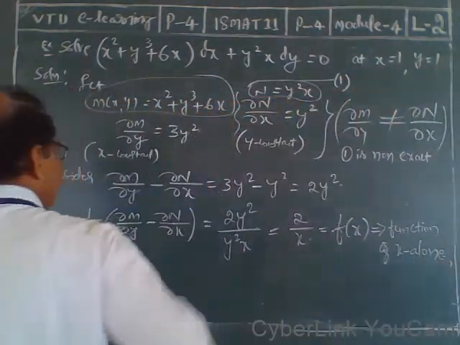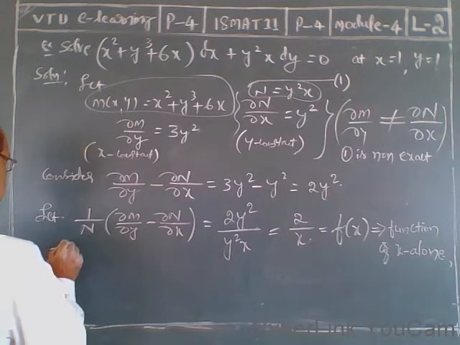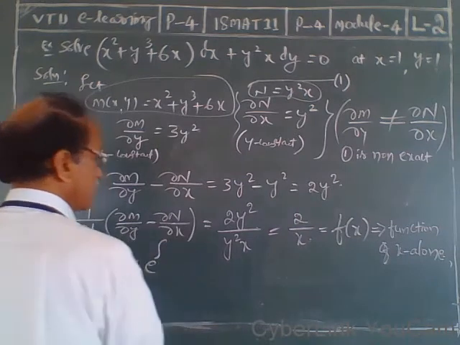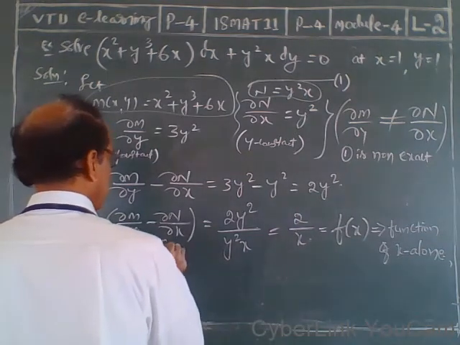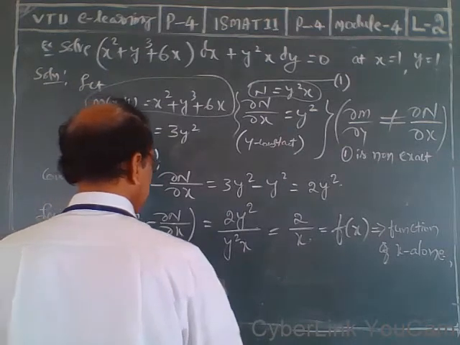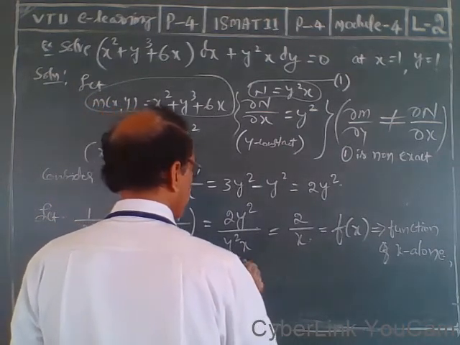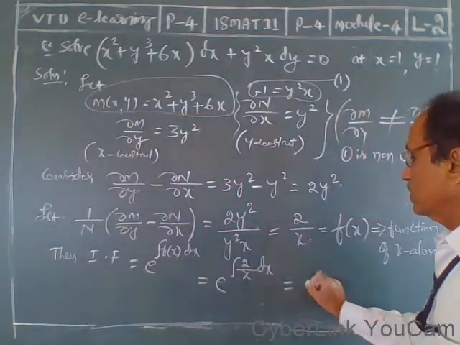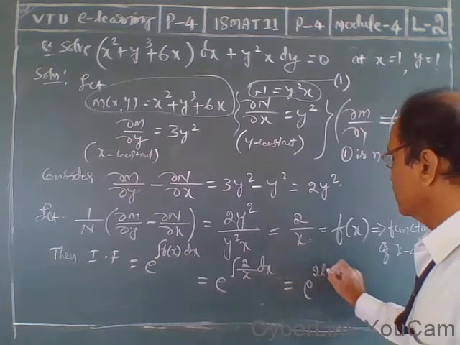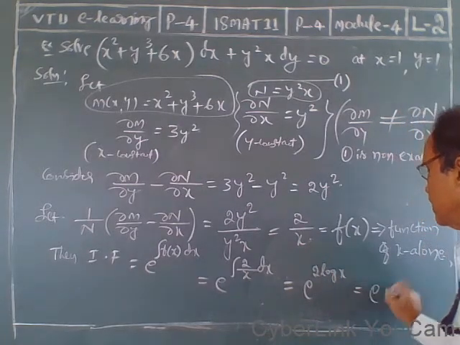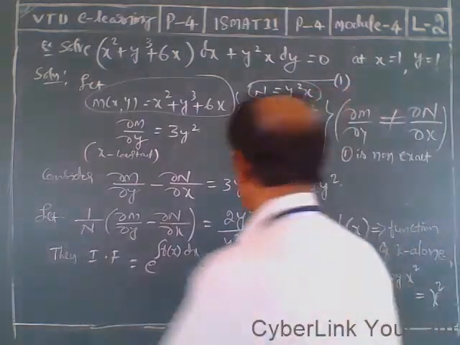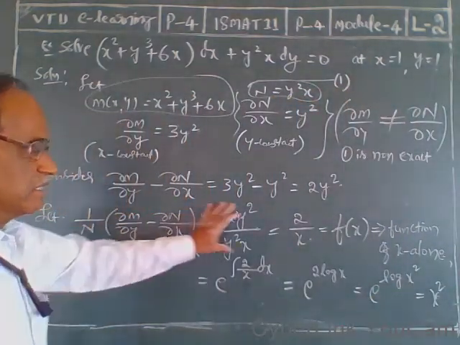When it is a function of x alone, the integrating factor I.F. is equal to e to the power integral of f(x) dx, that is e to the power integral of 2 divided by x dx, that is equal to e to the power 2 times log x, that is equal to e to the power log of x square, that is only x square. This is the integrating factor in this type 3.